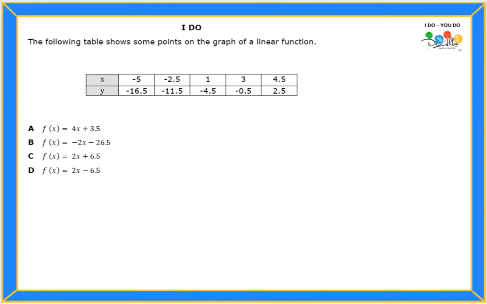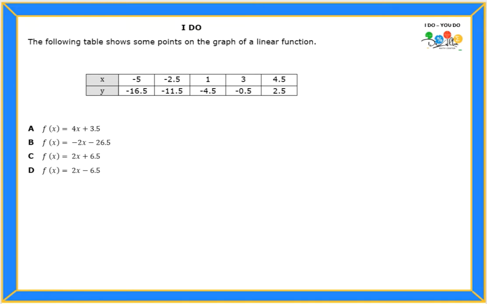And it says, the following table shows some points on the graph of a linear function. They're giving us a table and also answer choices that are linear functions, right? So I need to match my table with one of the linear functions. So the first thing I need to do is find the slope, okay? And remember that slope is the same thing as rate of change.